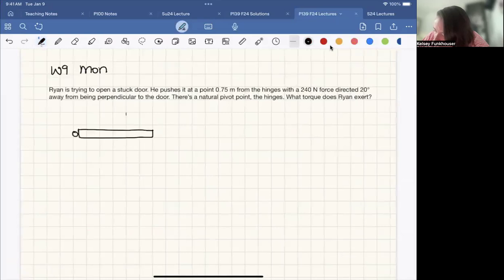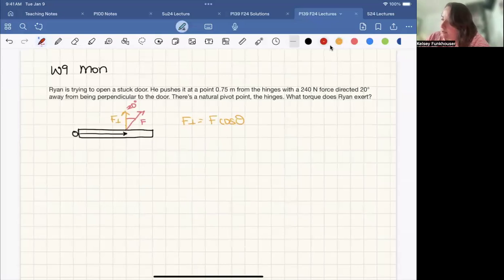And then let's say it's here, and that's the perpendicular, because here's our radial line, that's the perpendicular, and then it's at an angle 20 degrees from being perpendicular. And this is the force. Okay, so in this case, they gave us the angle, so we can figure out what the perpendicular component of the force is, and that's just going to be cosine again, because this is adjacent to the angle we're given.